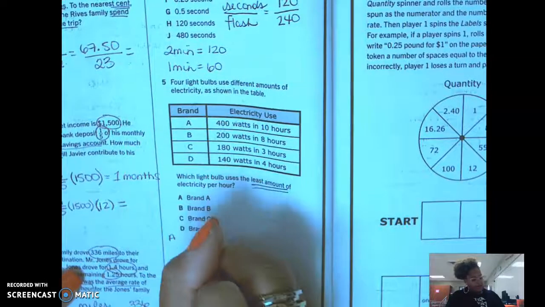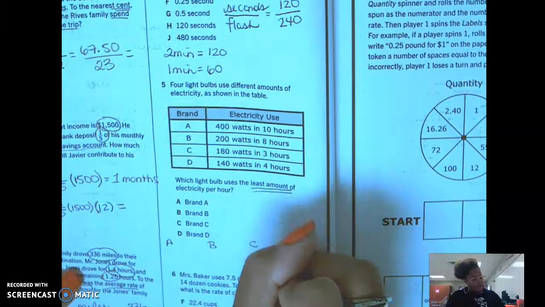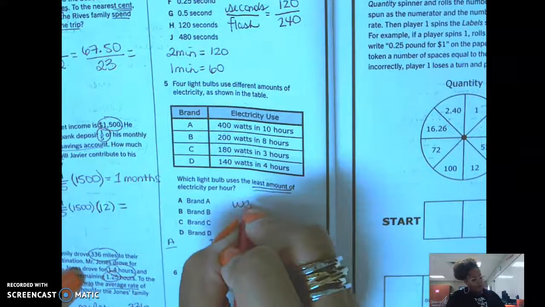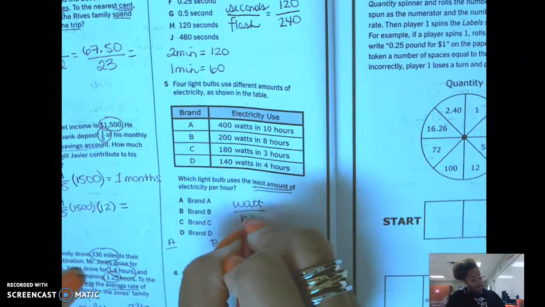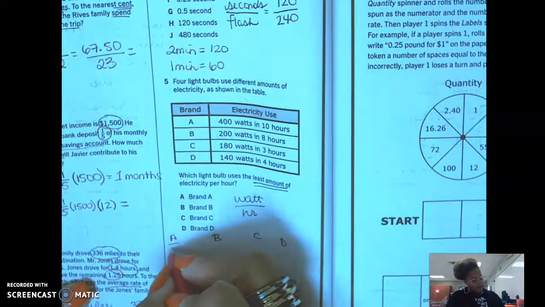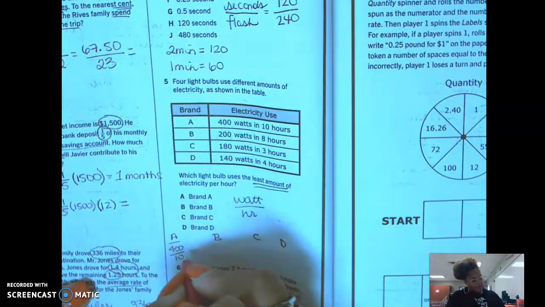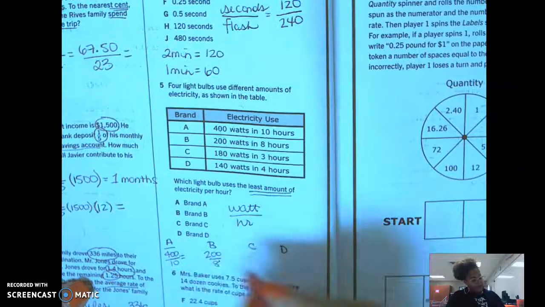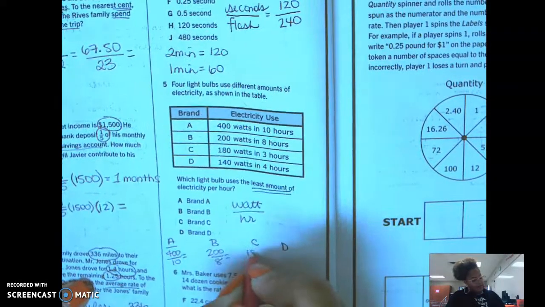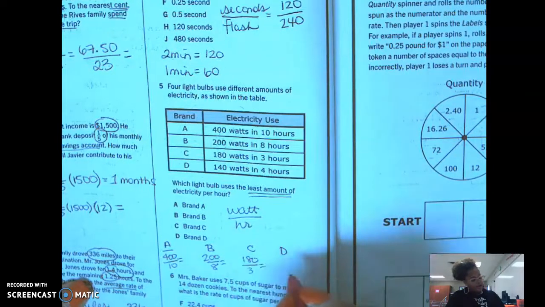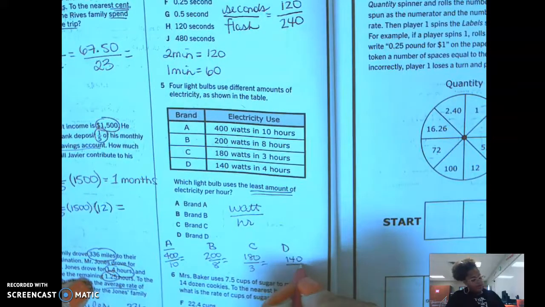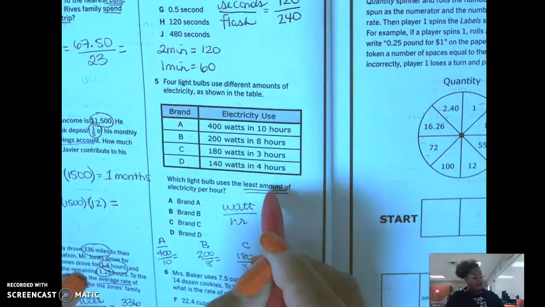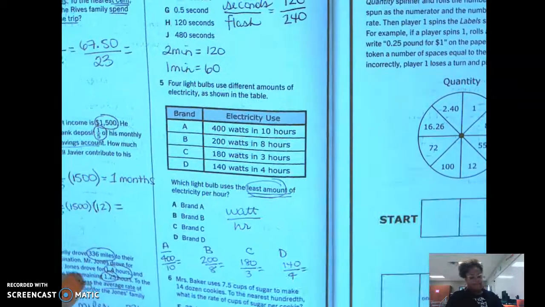So I need to make ratios, A, B, C, and D. Per hour, it's going to be wattage per hour. So I'm going to do 400 over 10 for A, 200 over 8 for B, 180 over 3 for C, and 140 over 4 for D. Then I need to find the one that has the least amount.